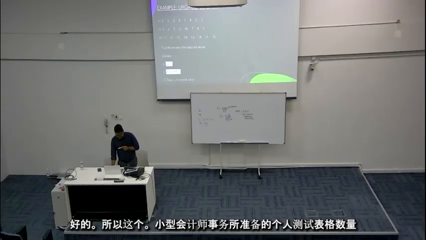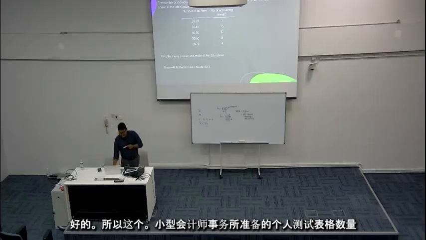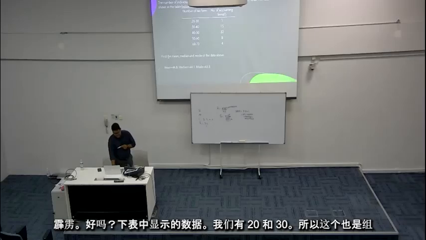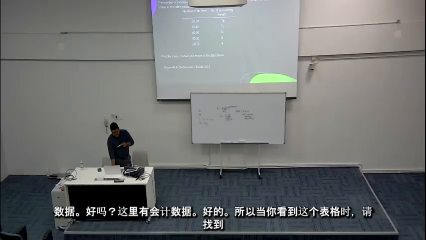Alright, so this one. The number of individual tax forms prepared by a small accounting firm in Perak. Okay, the data is shown in the table below. We have 20 until 30. So this one is also grouped data. Okay, so number of accounting here.